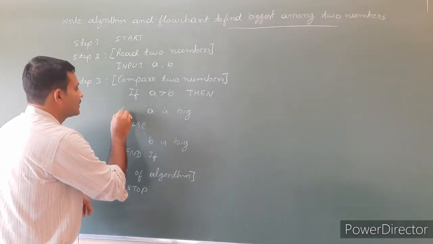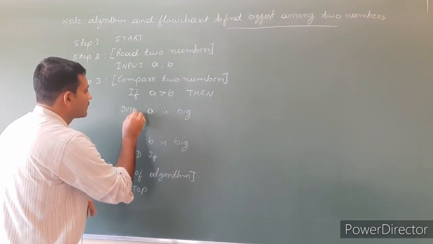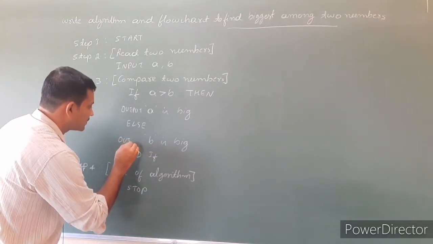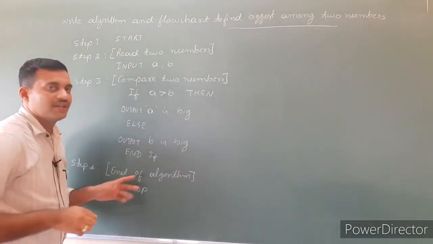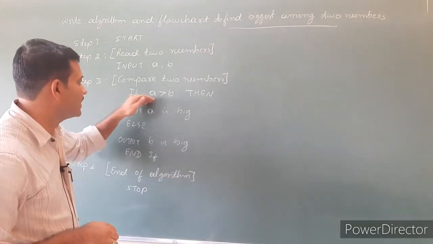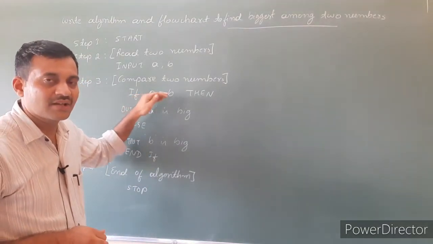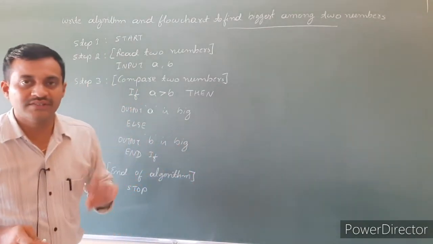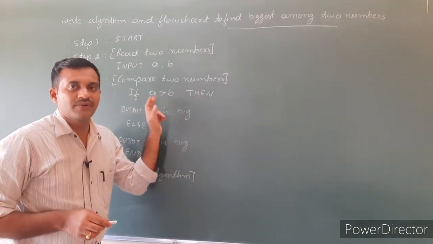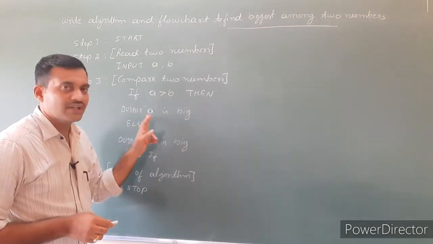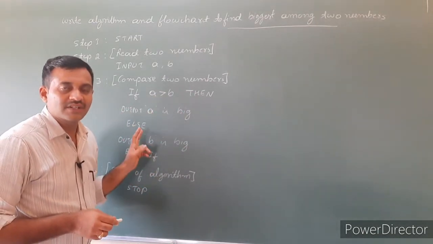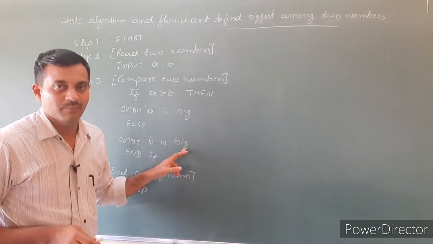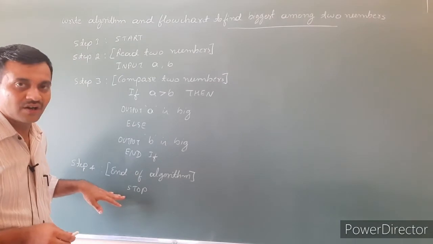So we also write output A is big, then output B is big. First we compare if A is greater than B. There are two alternatives: either the first one is big or the second one is big. If it is true, then output A is big. If it is false, that is, we call it else, output B is big. Then finally close the algorithm.